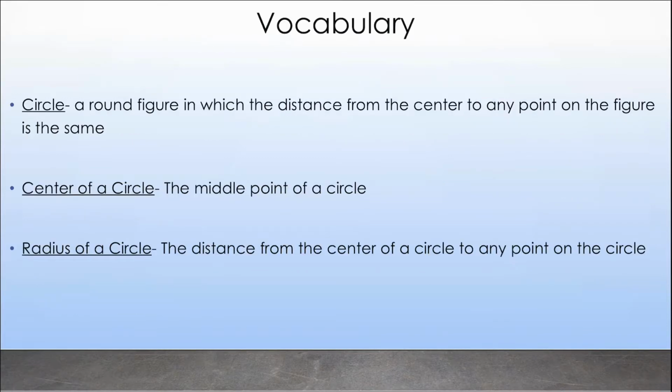So vocabulary today: a circle is a round figure in which the distance from the center to any point on the figure is the same. The center of a circle is the middle point of a circle, and the radius is the distance from the center to any point on the circle.